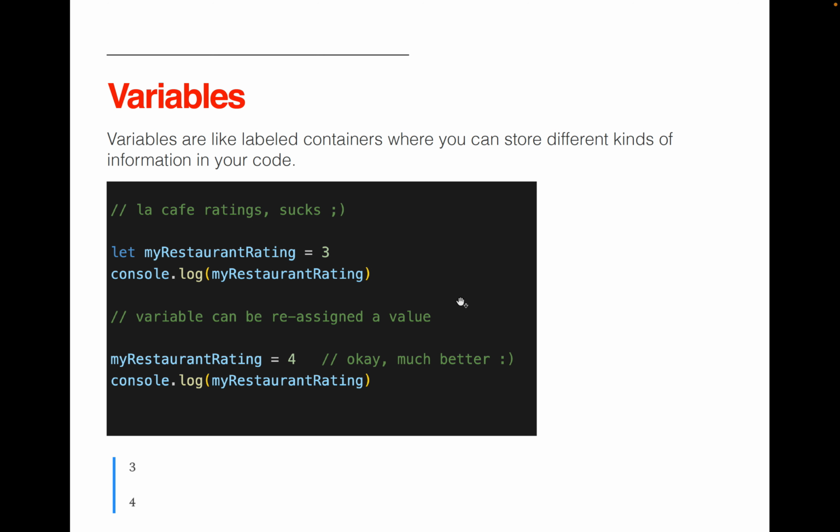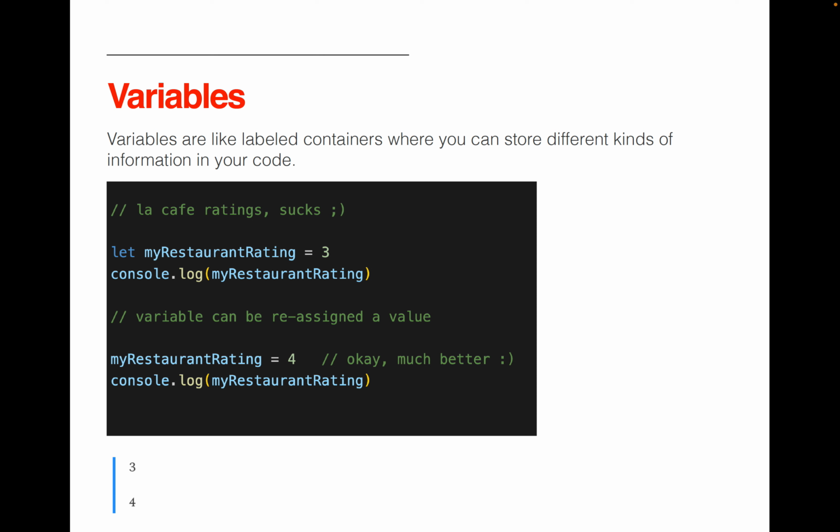For example, let's say a restaurant has a rating of 3. In this case, let's say our restaurant is La Cafe and its rating is 3. So we use myRestaurantRating as a variable, where myRestaurantRating is a label given to the variable and it's initialized to a value of 3. So if we print myRestaurantRating, we should get 3 as our output.